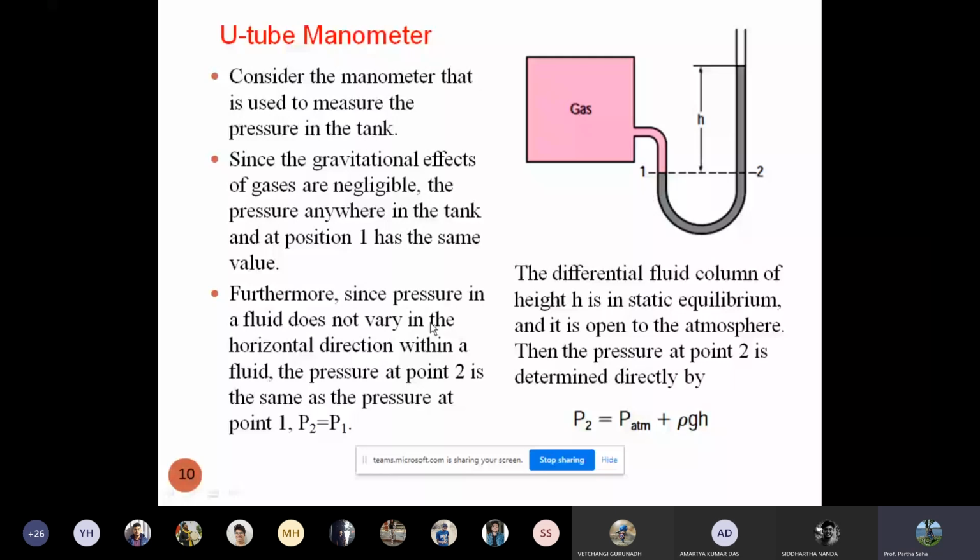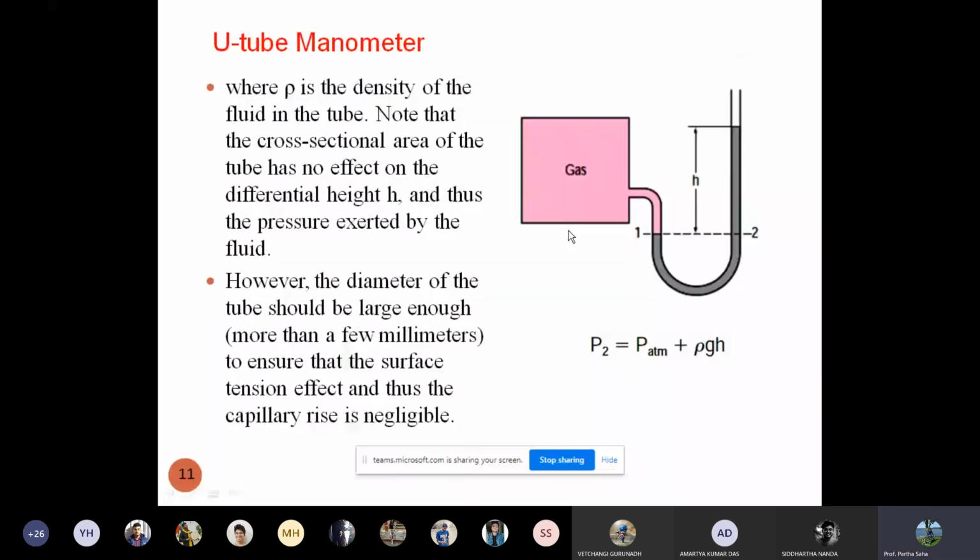Let's move on. I think the same thing has been mentioned here, where rho is the density of the fluid in the tube. The cross-sectional area of the tube has no effect. It suggests that the height of the liquid rise might seem to depend on the cross-sectional area or the diameter of the tube, but in the final expression, there is no relation with the diameter of the tube. It all depends on the height of the liquid, which has either risen or fallen, depending on whether the liquid density is higher or lower. Okay.